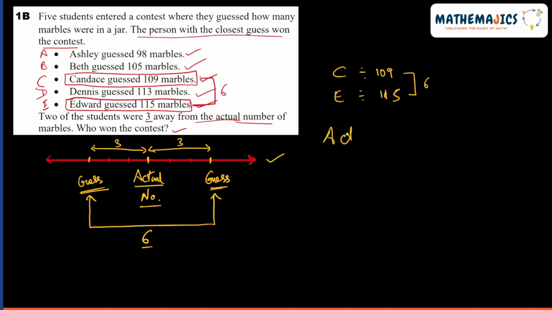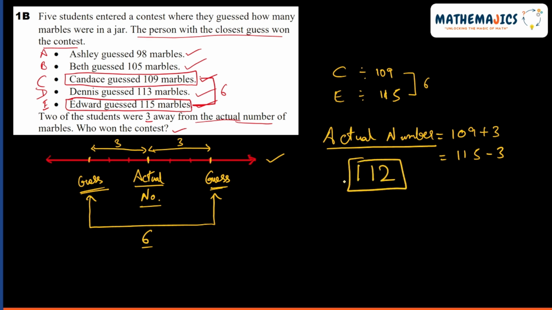So what will be the actual number? If they both are 3 away, the actual number will be 109 plus 3, or you can write 115 minus 3. Both of these will give you 112. So this is the actual number of marbles, but this is not the final answer.